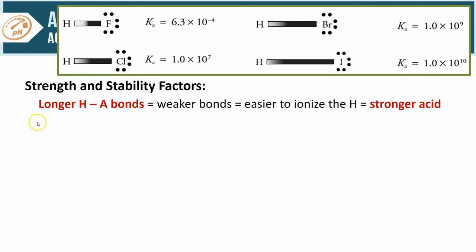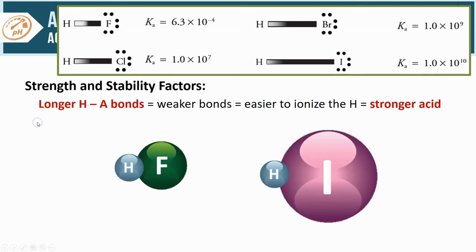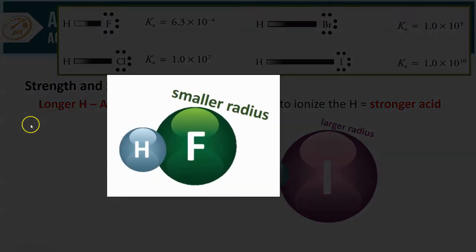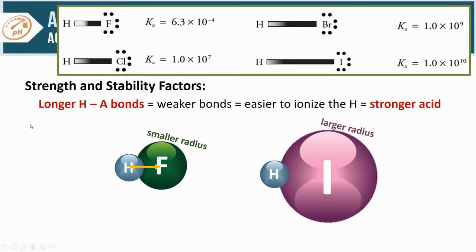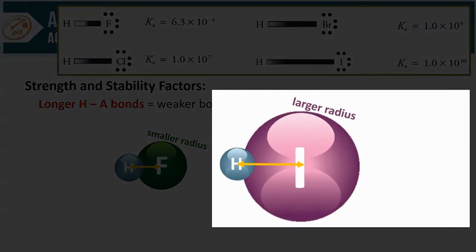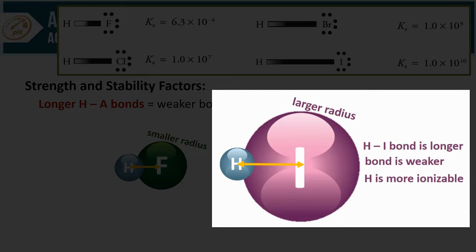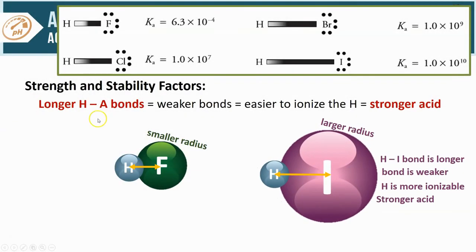Let's compare the weakest acid on the list, HF, to the strongest, HI. From this model, you can see that fluorine has a much smaller radius. Iodine's radius is much larger. This tells me that the bond length between H and F is very short compared to a longer bond length in HI. Like we just clarified, if the bond is longer, it's also weaker, so the hydrogen is more ionizable in the HI molecule, and that explains HI being the strongest acid on this list.